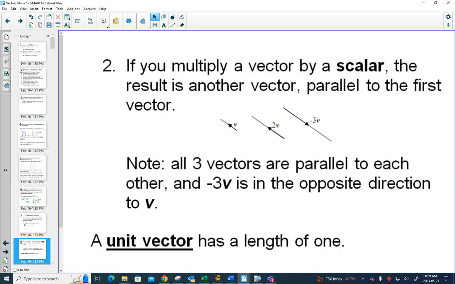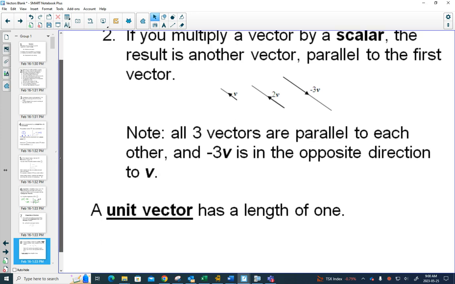We call vectors that are multiplied by a scalar, right? You get something that's the same direction or opposite direction if you multiply by -3, but they'll all be parallel, but some of them might be in the opposite direction. A unit vector has a length of 1. And this is going to be very helpful in solving some questions.